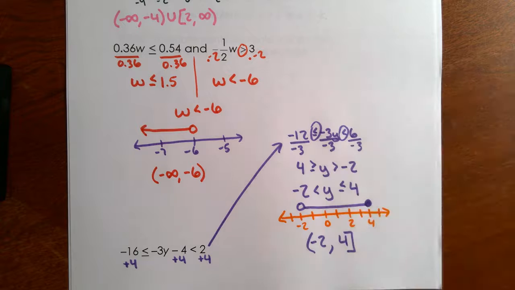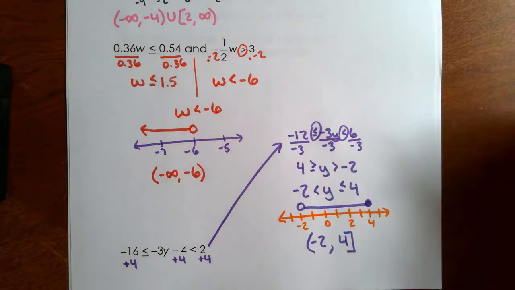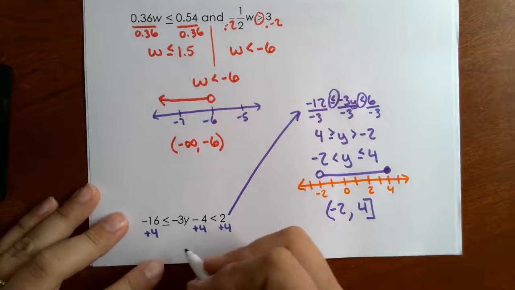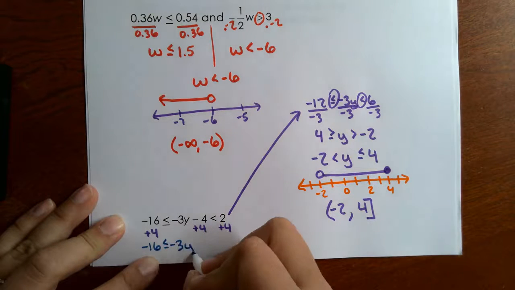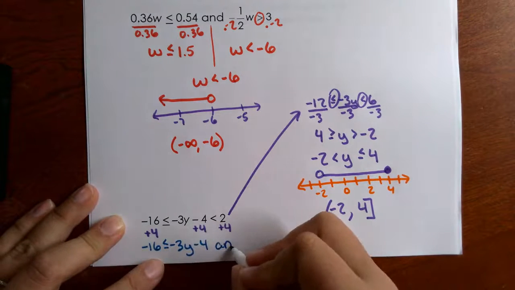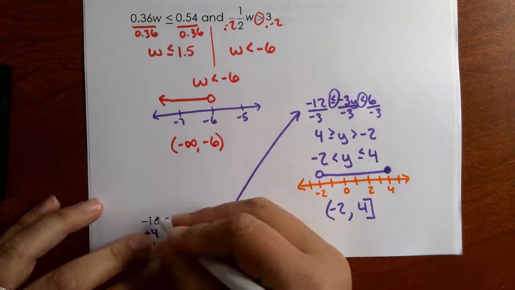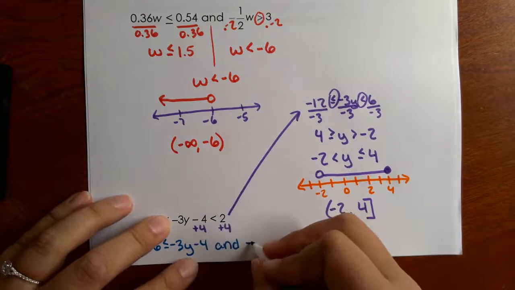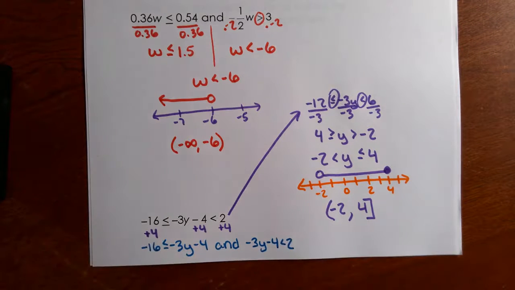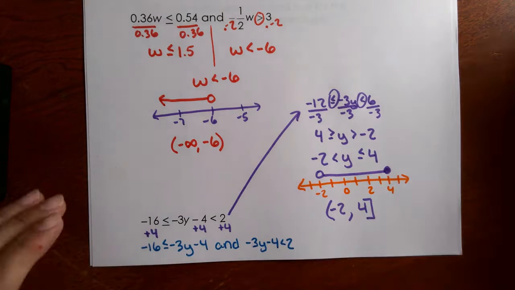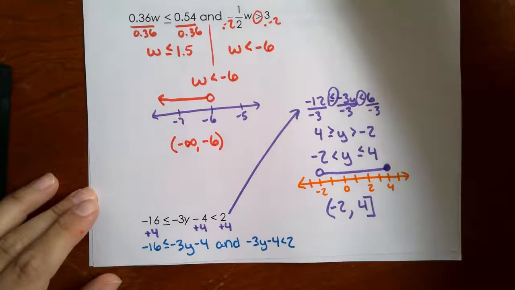Another option for doing this one is to separate it into two inequalities right away at the beginning. So I could have made it negative 16 is less than or equal to negative 3y minus 4, and so I just took that first chunk. Then I just take the second two pieces. Negative 3y minus 4 is less than 2. You can split it apart that way. You do not have to. Either way works totally fine. You'll get the same answer.